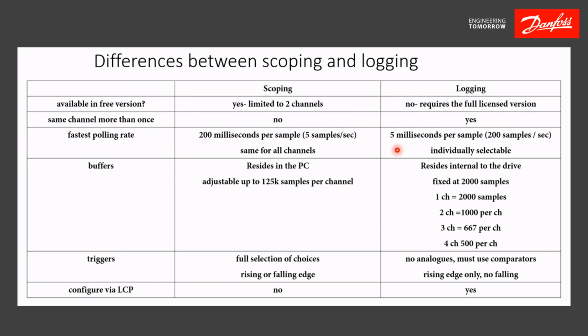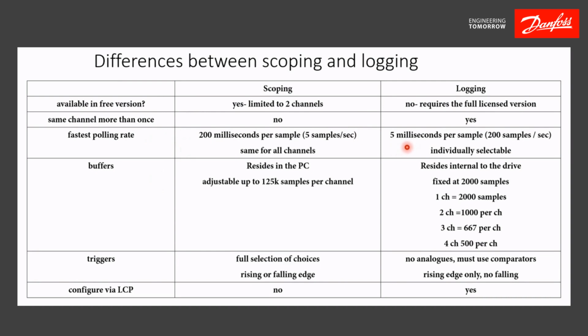In the logging feature, it's much quicker. You can sample at 5 milliseconds, or 200 samples per second, and they're individually selectable. You select the sample rate for each channel.